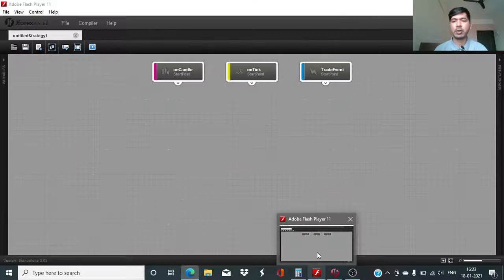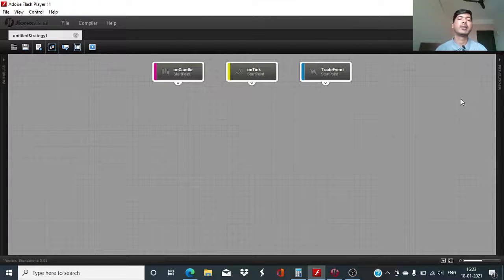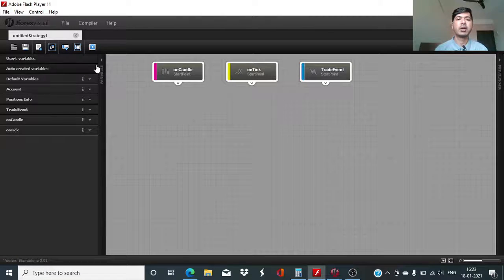We now head to the Visual JForex board which has been developed by the Dukascopy Bank SA. Here on the right hand side, you will find all the variables listed on this platform. In the prior sessions, we had seen the utility of the user's variable and the auto-created variables. In today's session, I will be explaining to you the default variables.